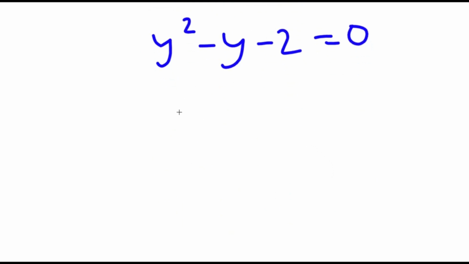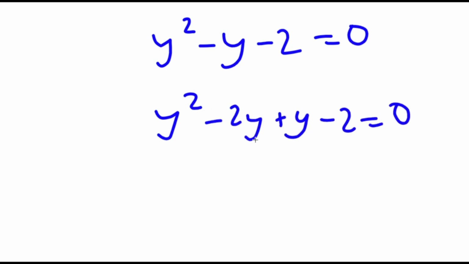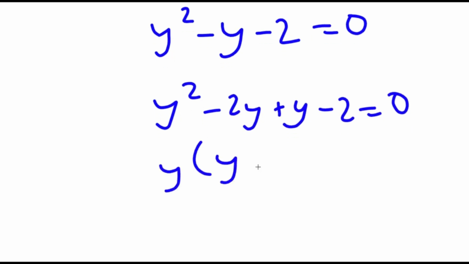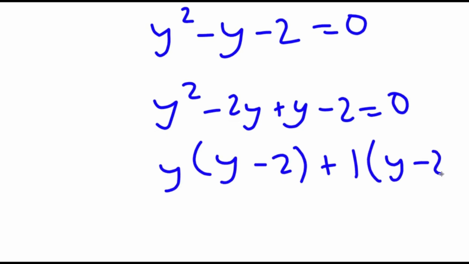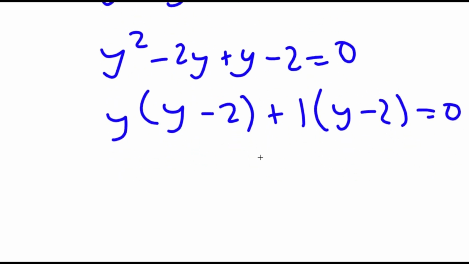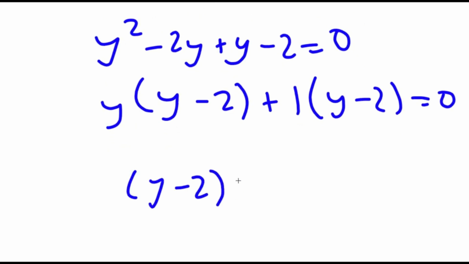So now I'm going to factor this by rewriting this as y squared minus 2y plus y minus 2 is equal to 0. Now I'm going to factor by grouping, so I have y times y minus 2 plus 1 times y minus 2 is equal to 0. So now if I factor out y minus 2, I get y minus 2 times y plus 1 is equal to 0.